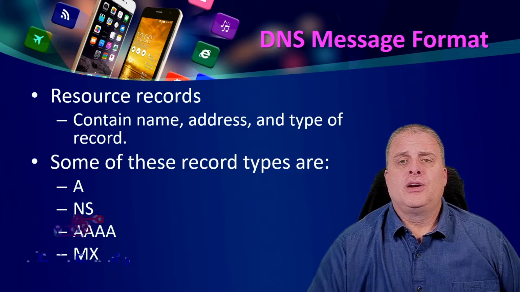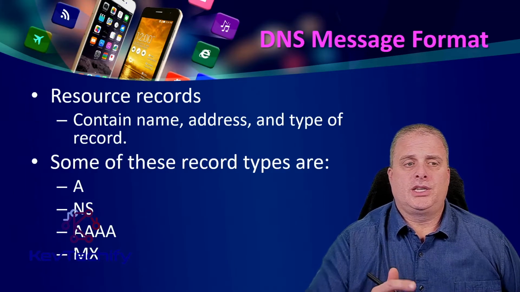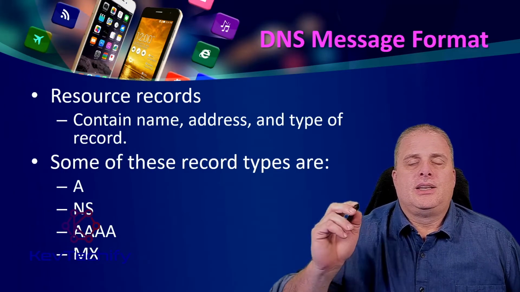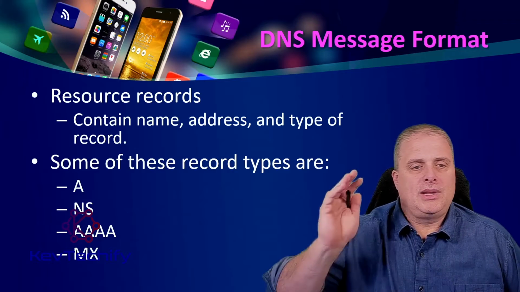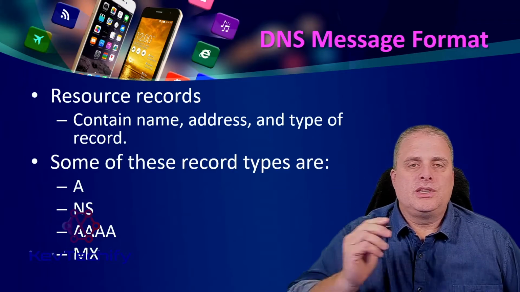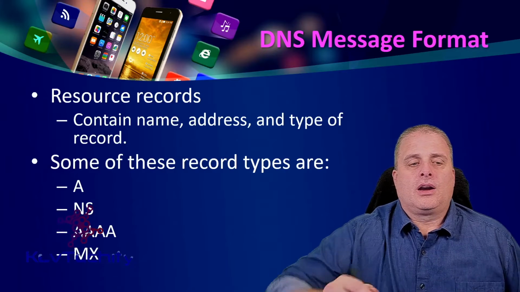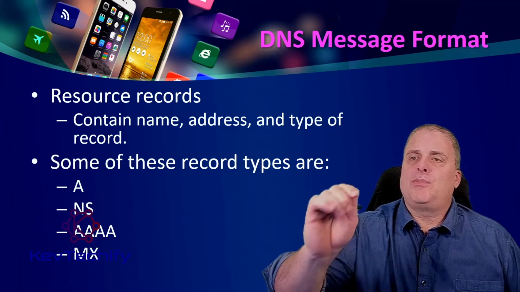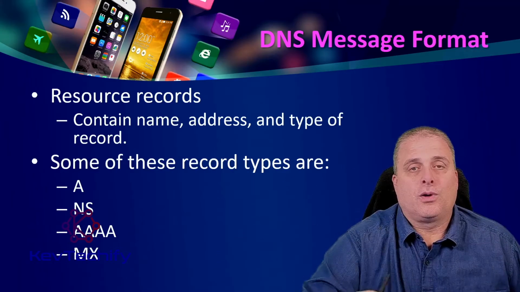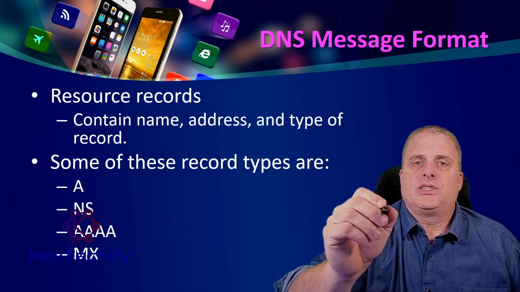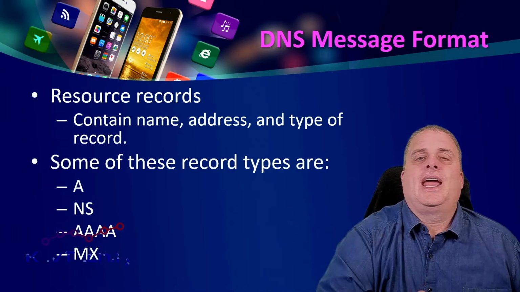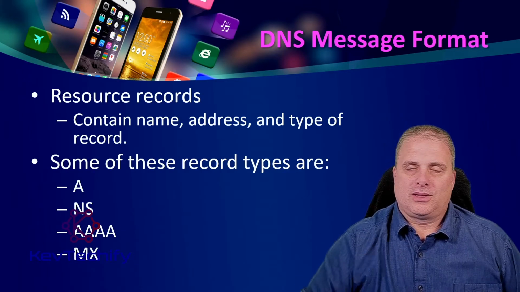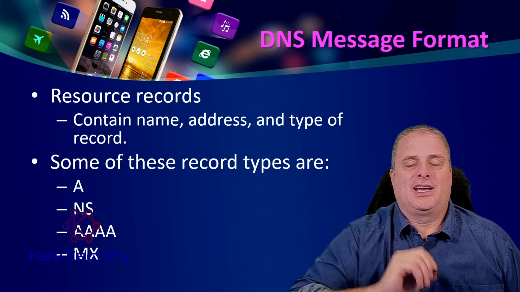The format we have for our DNS information is what we call resource records. These resource records have different parts. It contains the name, the address, and the type of record. One of the common ones is an A record. That is an end device IP version 4 address, the IP version 4 address of the destination. That was our www.cisco.com, the address of the destination web server.